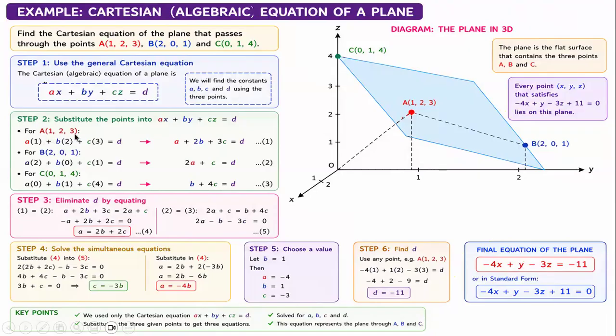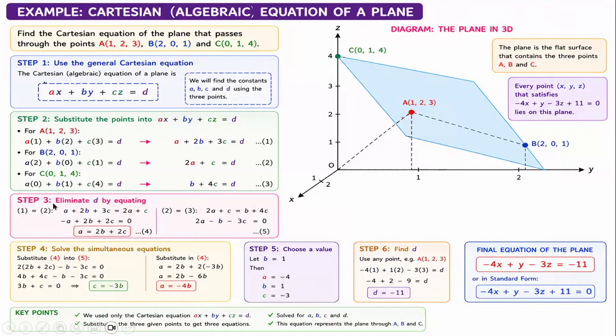So for A(1, 2, 3), we substitute those into a(1), b(2), c(3) equal d. Then we would have this as equation 1. So for B, we substitute again, and C we substitute again. So the first equation we have is a plus 2b plus 3c equal d, which is equation 1. Then we have 2a plus c equal d, which is equation 2. And b plus 4c equal d is equation 3.